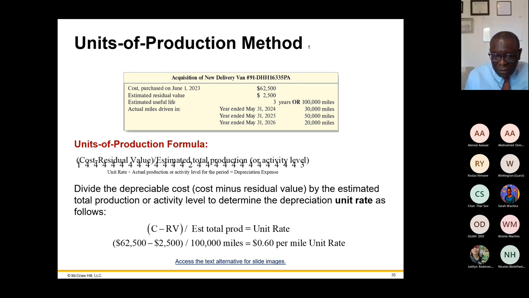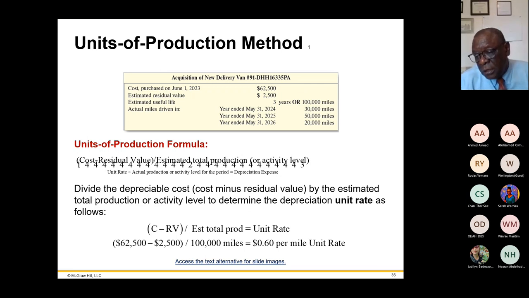So we want to replace. But if the van is still capable of producing after the useful life, we don't mind. In this case, the useful life is 3 years or 100,000 miles. We can replace it, or if it can still be useful, the company would not mind. In this case, they are reaping the benefit of their investment very well. Okay, so that will be the unit of production method.